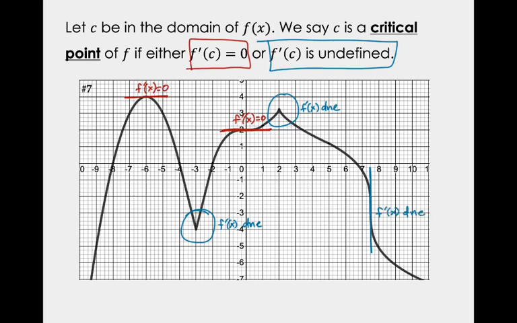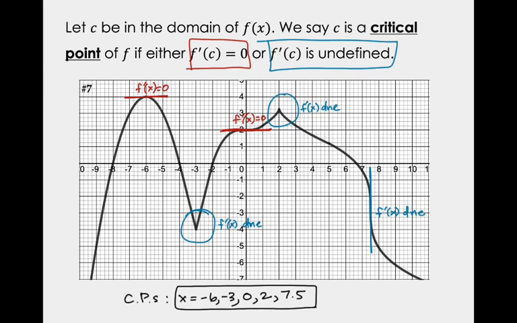Okay, so our critical points are just going to be the x values where this happens. So our critical points are x equals -6, -3. If I go left to right, we found one at 0, x equals 2, and x equals 7.5. Okay, so most functions don't have that many critical points and that many weird ones, but we just kind of wanted to review how we could get critical points.